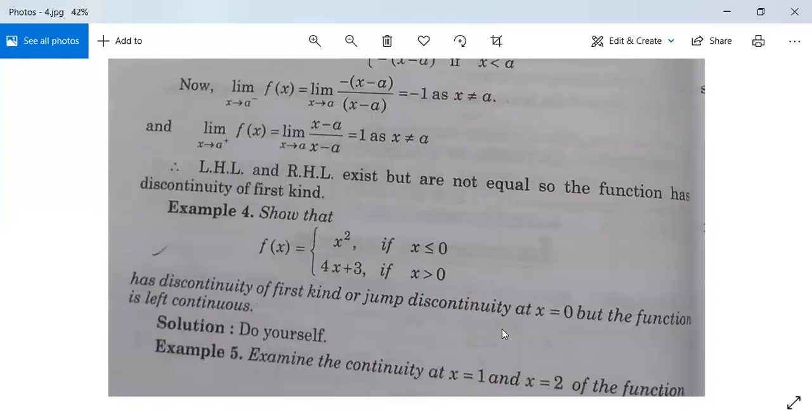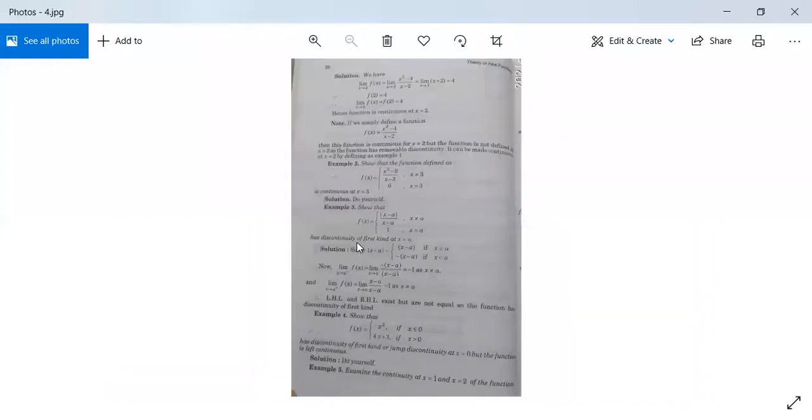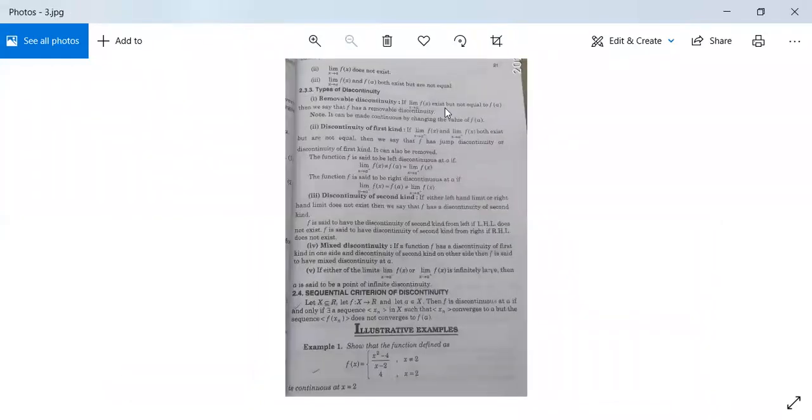अब इसी तरह से एक एक्सरसाइज तुम्हारे लिए है. Show that f(x) is equal to x² if x is less than or equal to 0 and f(x) is 4x + 3 if x is greater than 0 has discontinuity of first kind at x = 0 but the function is left continuous. ये तुम्हारे करने के लिए है, प्रैक्टिस के लिए, और इसके बाद इसमें इसको भी नोट कर लो. अगर कोई डाउट है, कोई दिक्कत, कोई परेशानी तो मुझे पूछो.